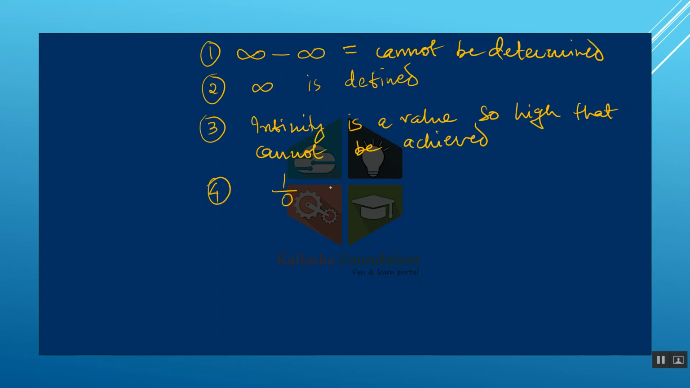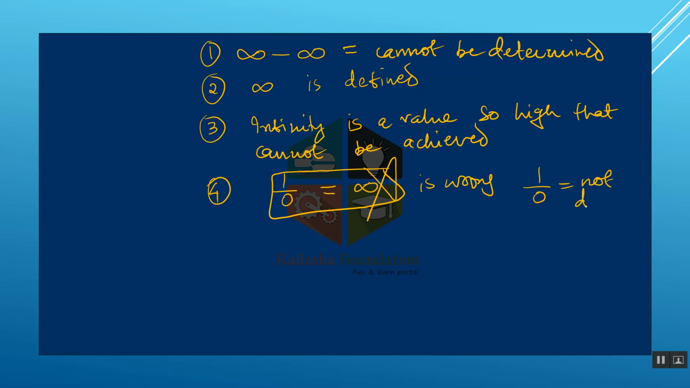1 by 0 is infinity is wrong. 1 by 0 is actually not defined. 1 by infinity equal to 0 is correct. Okay, so here we learnt about infinity.